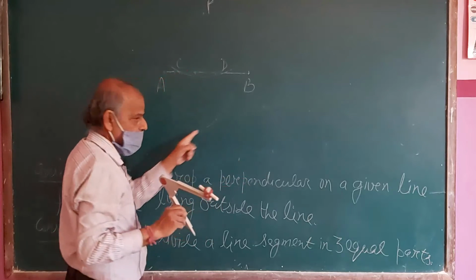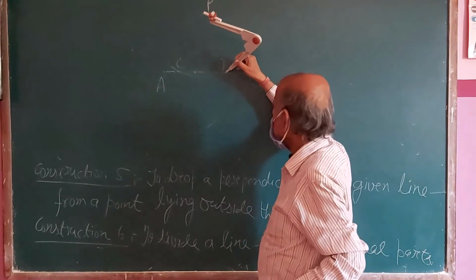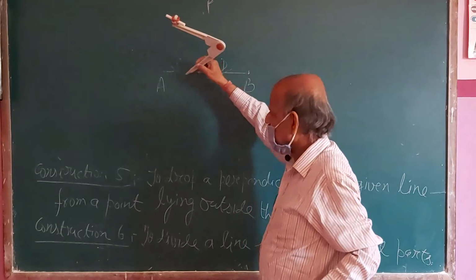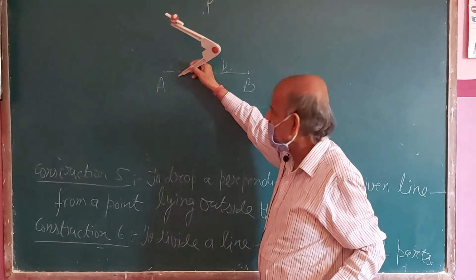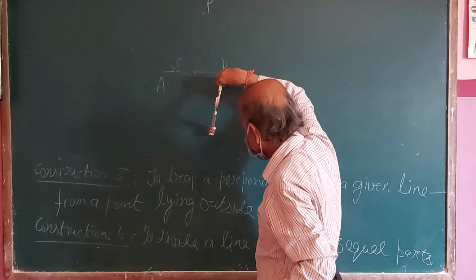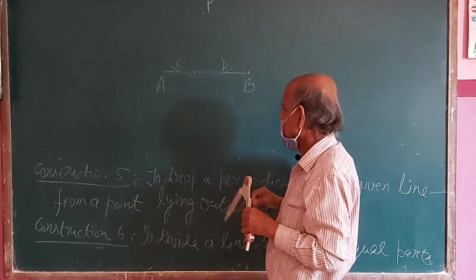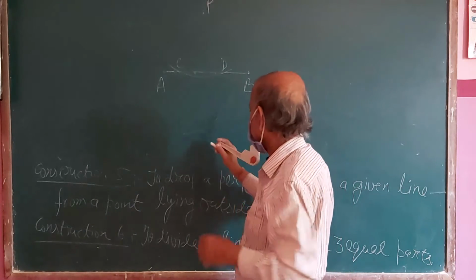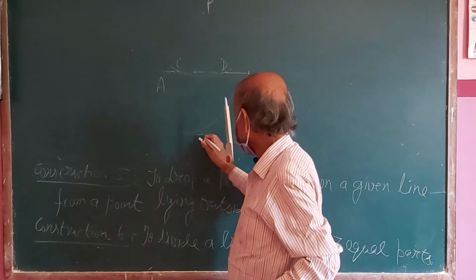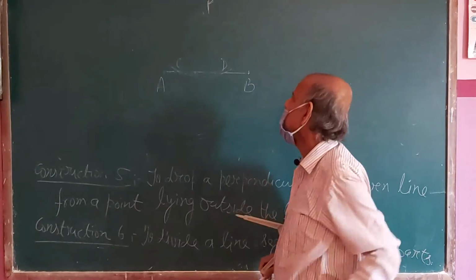You will get this arc, and again put your steel end at D. First you had put it at C, now you should put it at D and draw another arc. It cuts, say, at point E. These two arcs have generated the point E.